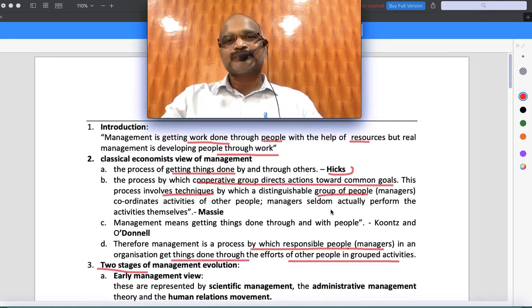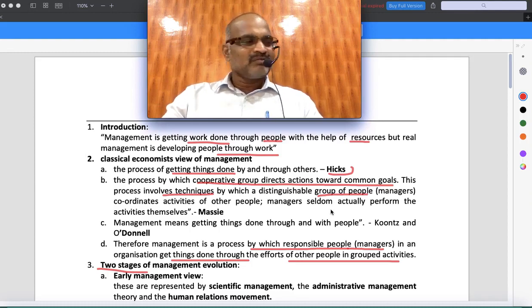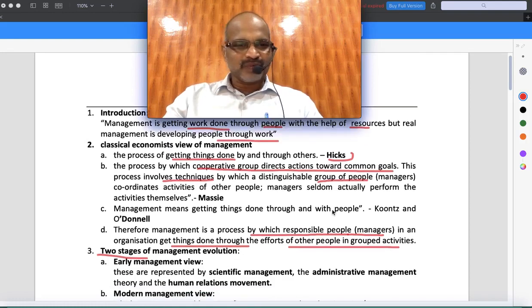Okay, once again, let's come from the beginning. Management is what? Tell me, management is what? Getting things done. How do you get things done? With the help of resources. Very nice. So overall what we understand, we have activities, we have people, we have techniques, and all these things will coordinate and get things done. That is clear.